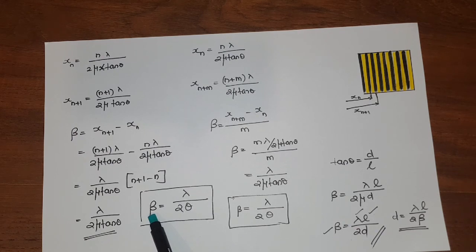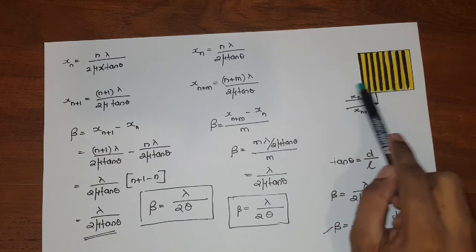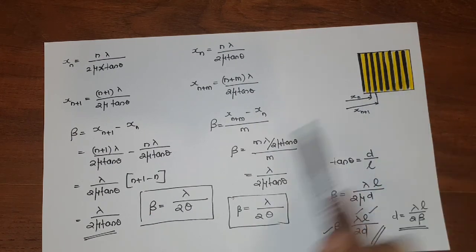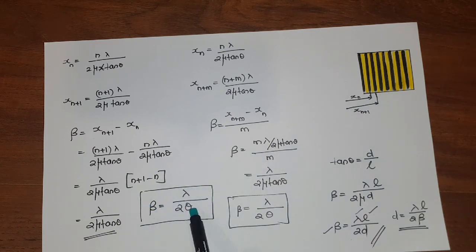So the fringe width is constant because there are no varying terms in this expression. So the beta value is constant, and we will get a series of dark and bright fringes which are equally spaced, and this is all about interference by an air wedge.